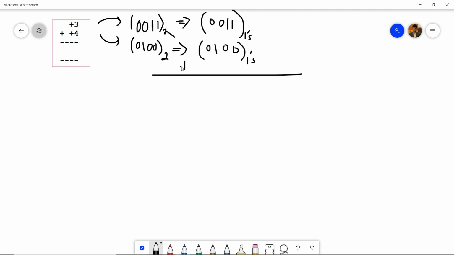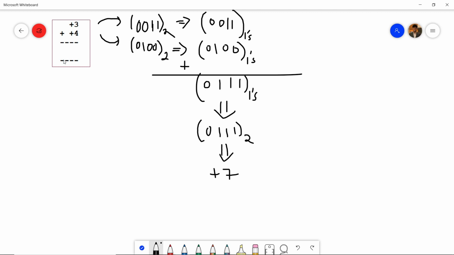Let's add these. 1 plus 0, 1. 1 plus 0, 1. 0 plus 1, 1. 0 plus 0, 0. Since this answer is positive, I can directly convert this into the binary form, which is 0, 1, 1, 1. And likewise, my decimal will be plus 7. So I can write here plus 7.